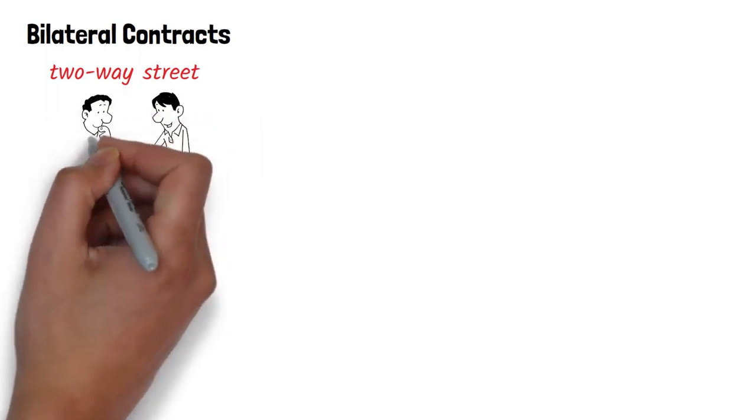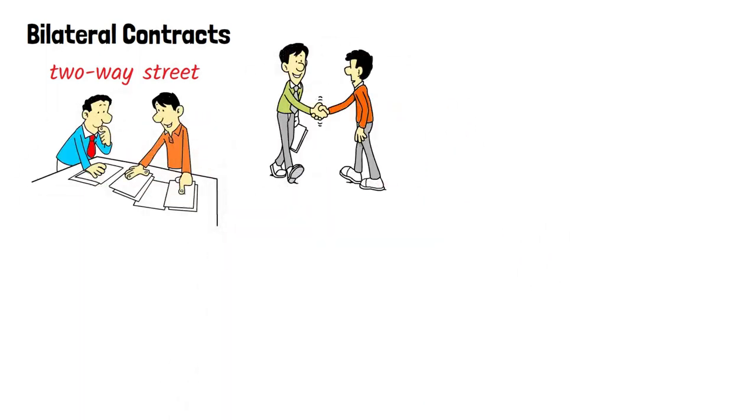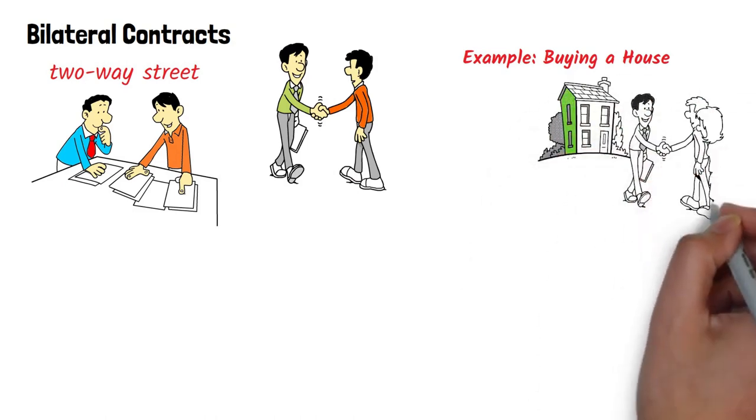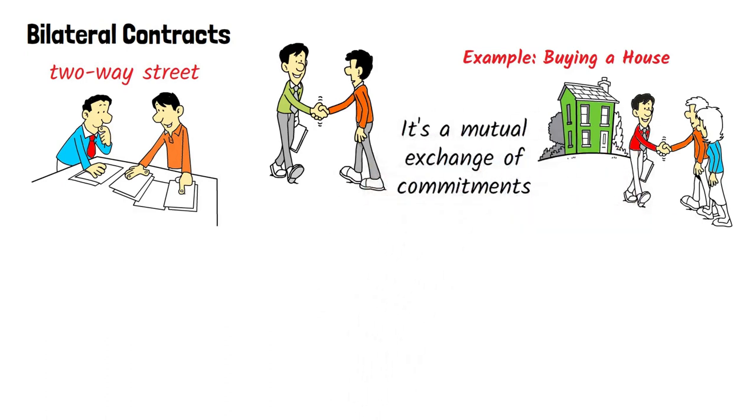Next on the list are bilateral contracts. Bilateral contracts are like a two-way street. In this type of contract, both parties exchange promises, and they are both obligated to fulfill their respective promises. When you're buying a house, you promise to pay the purchase price, and the seller promises to transfer ownership. It's a mutual exchange of commitments.